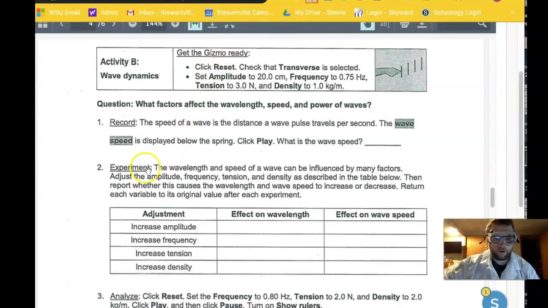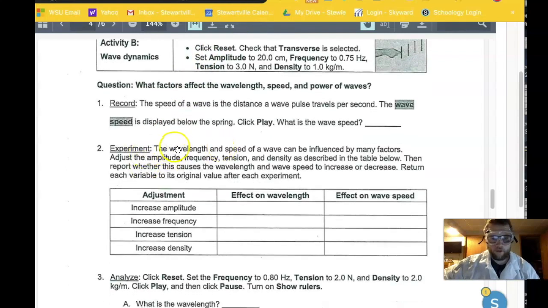Number 2, experiment. The wavelength and speed of a wave can be influenced by many factors. Adjust the amplitude, frequency, and tension and density as described in the table below. Then report whether this causes the wavelength and wave speed to increase or decrease. Return each variable to its original value after each experiment. So we are going to be looking at increasing the amplitude, increasing the frequency, increasing the tension, and increasing the density, and seeing what that does to our wavelength and the speed of the wave.